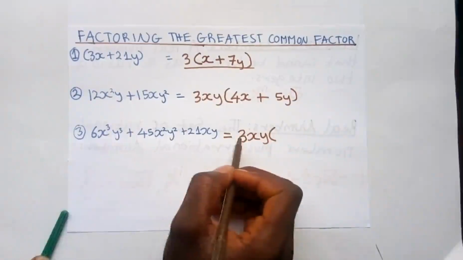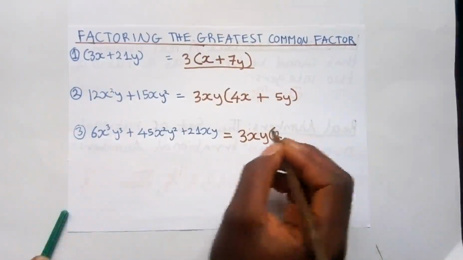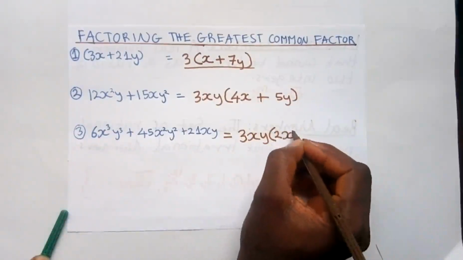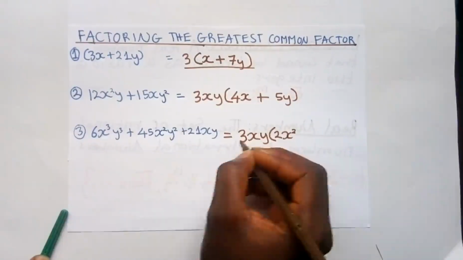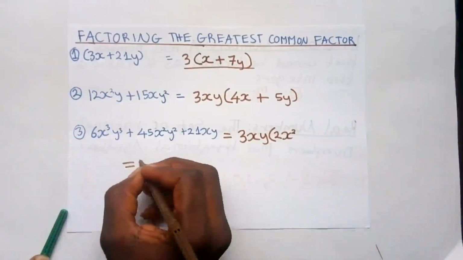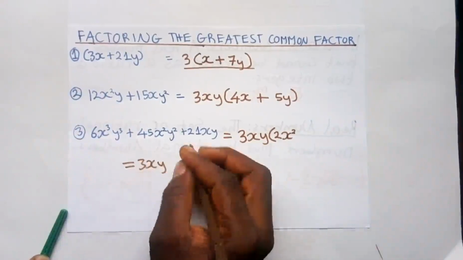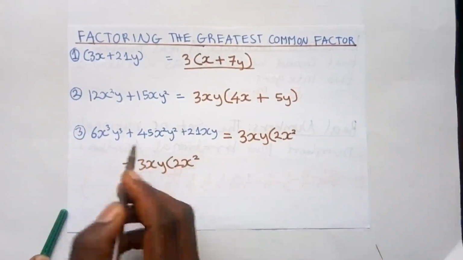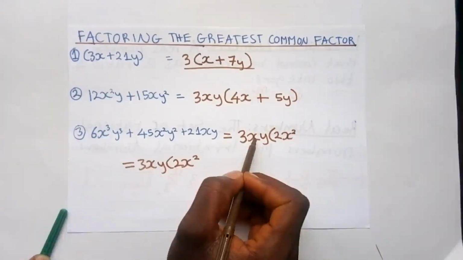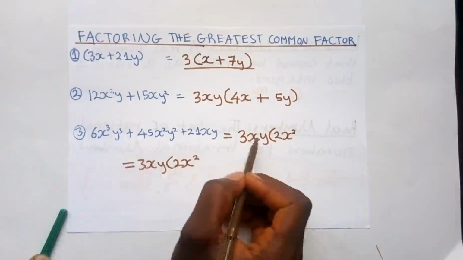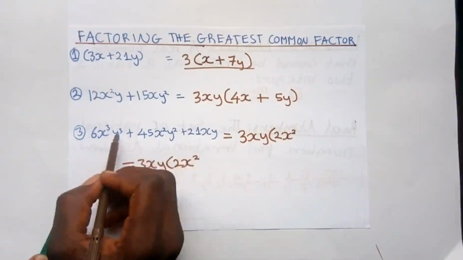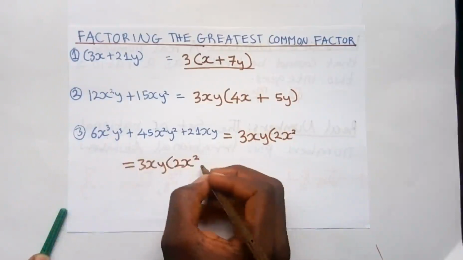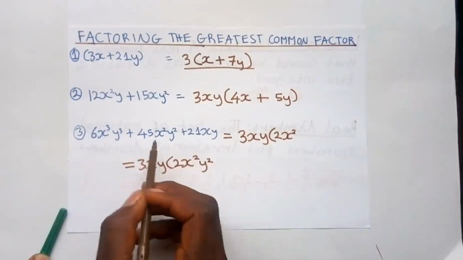So 6 divided by 3, 2. s raised to the power 3 divided by s, s squared. Okay, let me write this down here. 3sy, 2s squared. And y raised to the power of 3 divided by y gives us y squared.